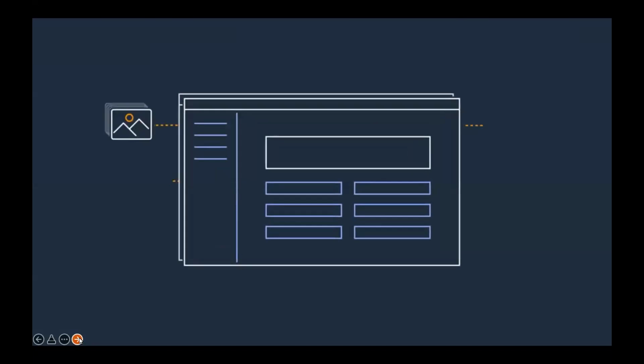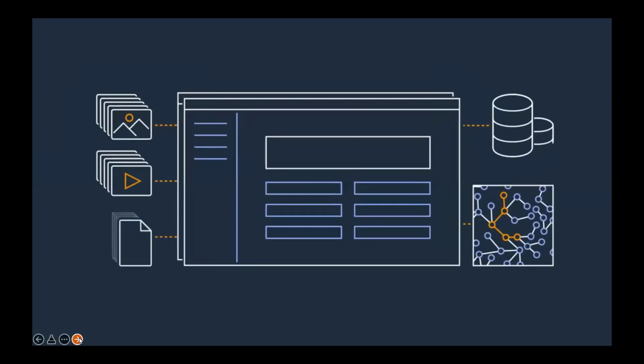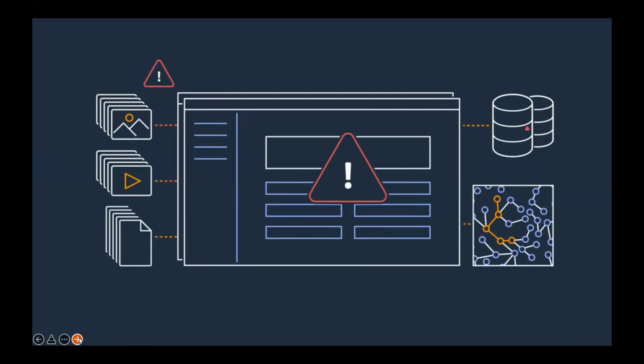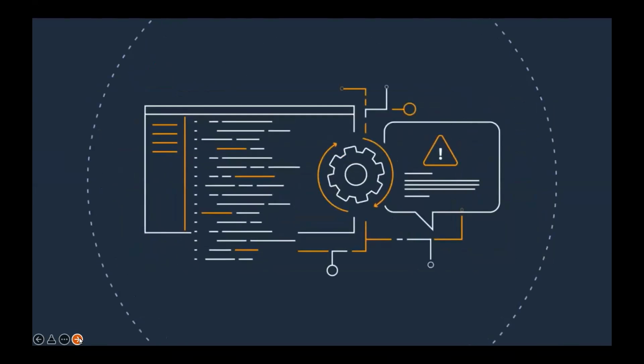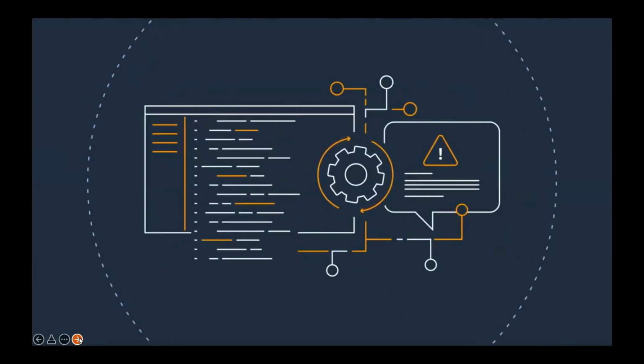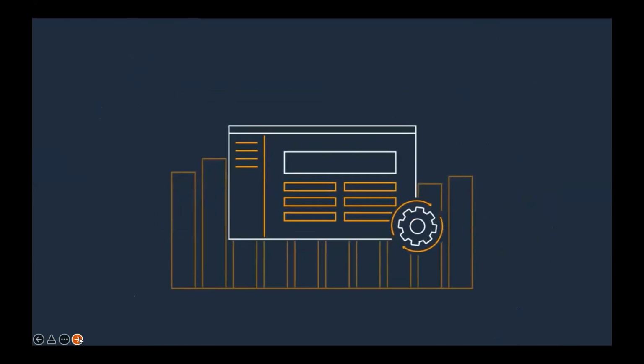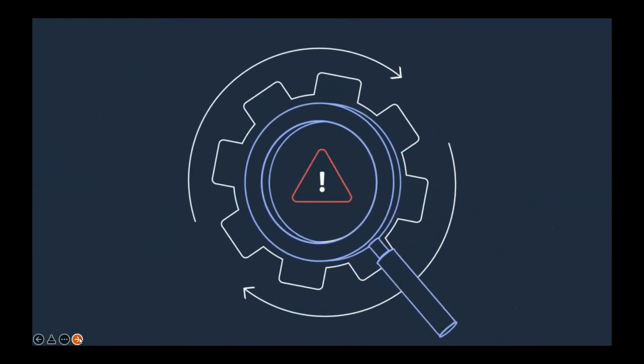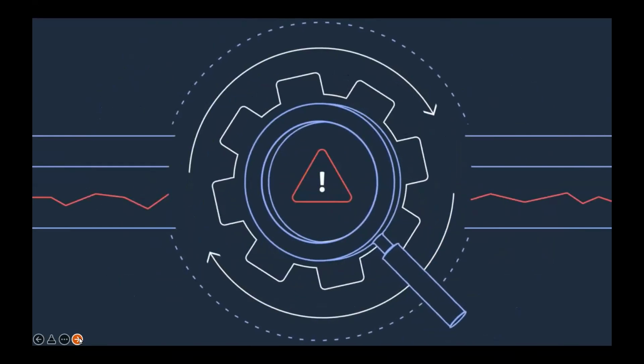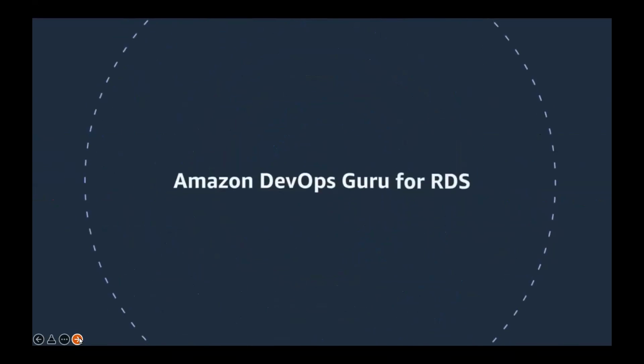As applications grow in size and sophistication, it becomes increasingly challenging for customers to detect and resolve performance-related relational database issues quickly. Amazon DevOps Guru is a machine learning-powered service that makes it easy to improve an application's operational performance and availability by detecting anomalies that deviate from normal operating patterns.